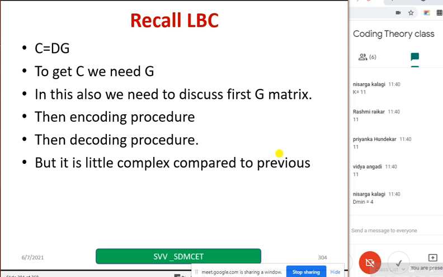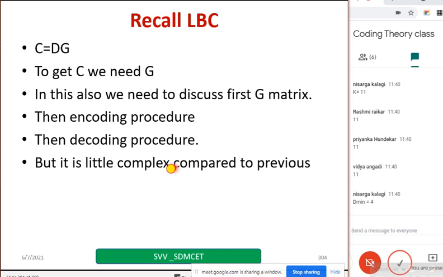Now, just recall what we have discussed for the linear block codes. C is equal to D into G. To get the C, we need a G. In this also, we are going to talk about only the G now. If I get a G, next, the same procedure, encoding C equal to D into G, we can do, but we concentrate on G only in this particular subtopic. Then after that, we straight away go to the decoding procedure, how to do the decoding.